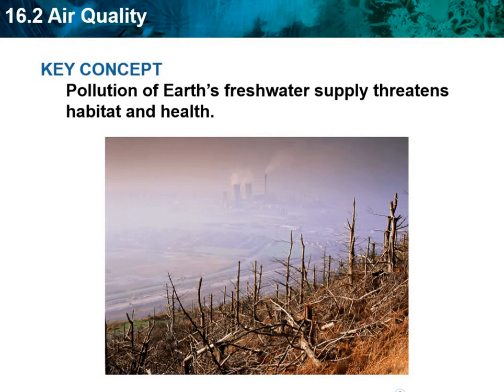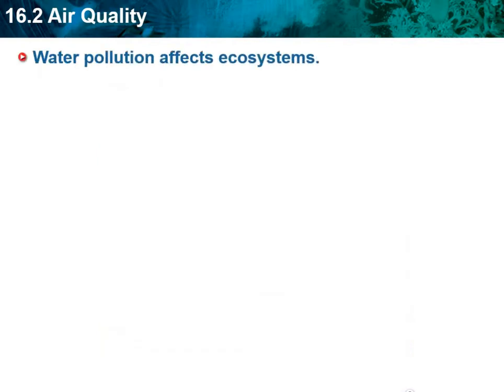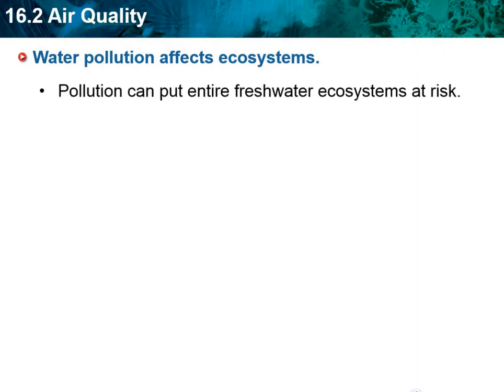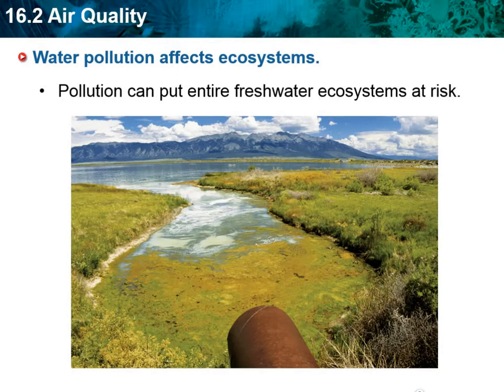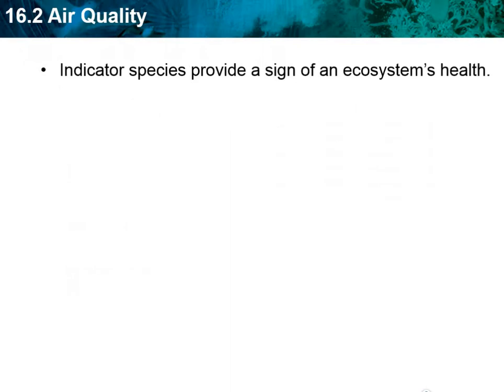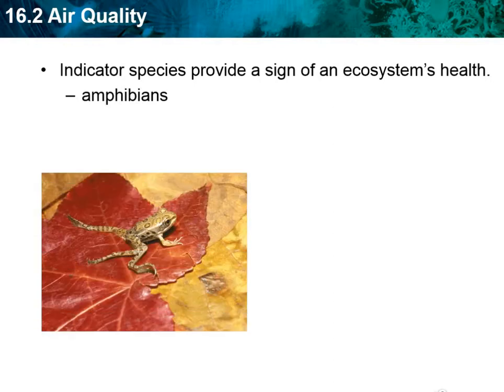Moving into section 3, the pollution of the Earth's fresh water supplies threatens the habitat and health of ecosystems. Pollution can put entire freshwater ecosystems at risk. Indicator species provide a sign of ecosystem health. Amphibians are a good example of an indicator species, and there's one that's not looking too hot.